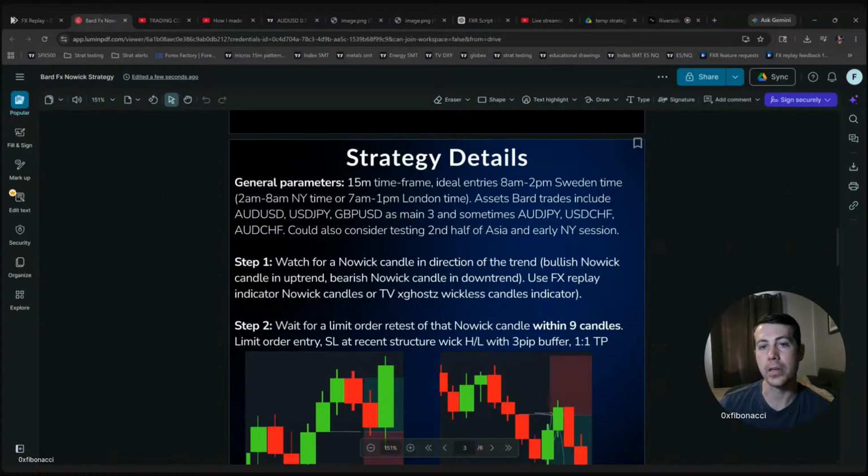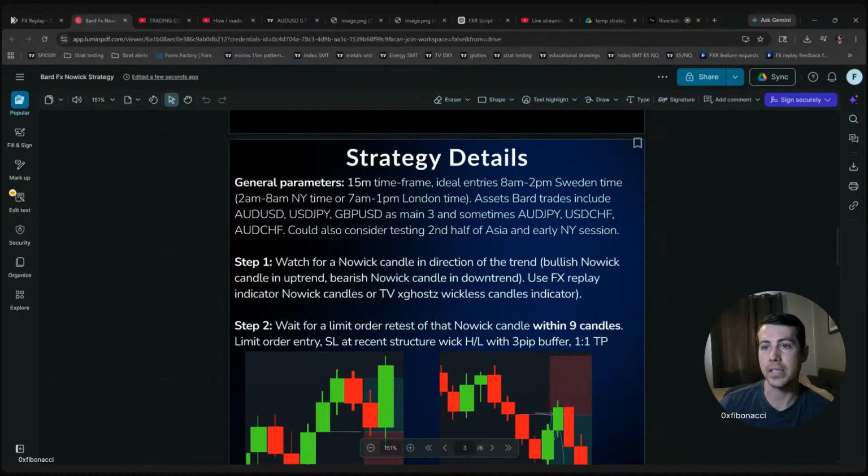He also said you could consider testing the second half of Asia. I think he said the first 3 hours of Asia, don't even worry about. And early New York session could also be good. There are some other potential pockets of time that he said you could test the strategy, but this is the core window that he trades. And then his main three assets are AU, UJ, and GU.